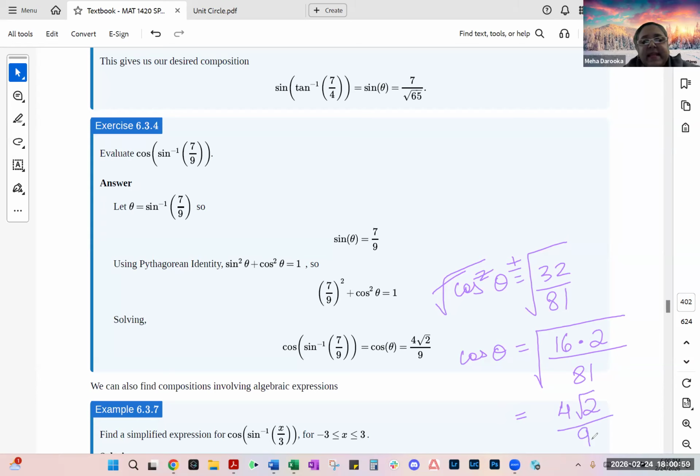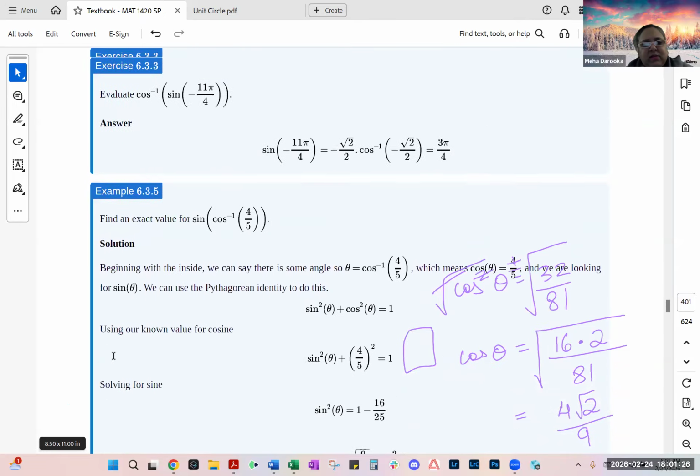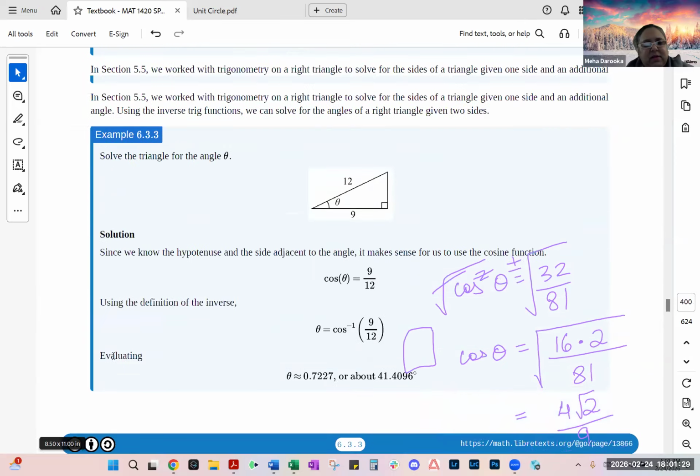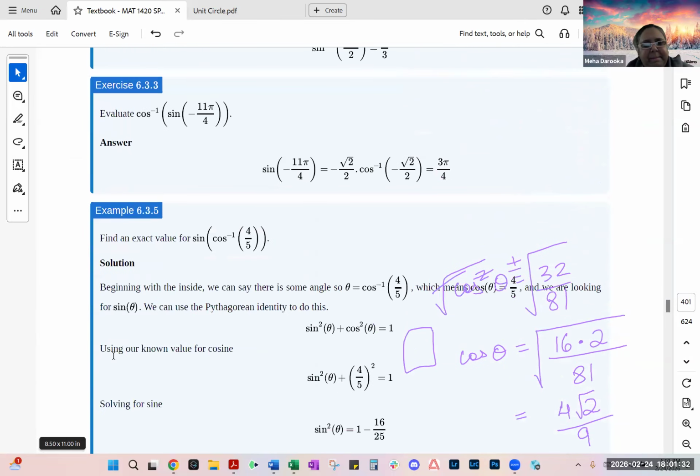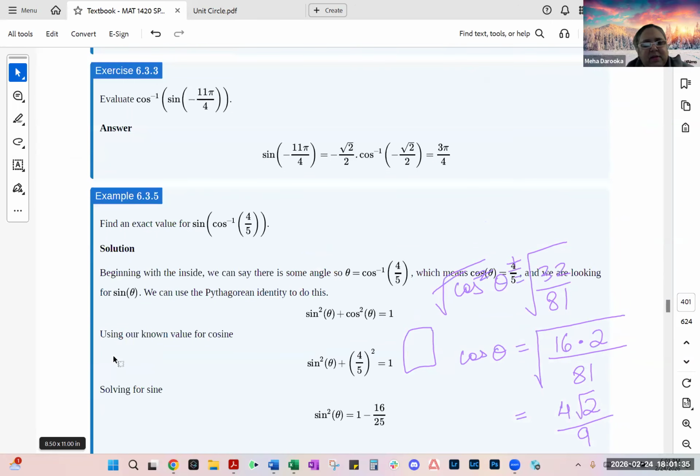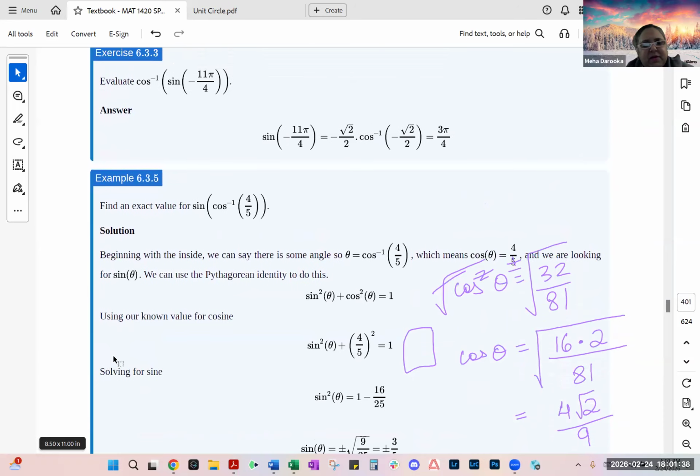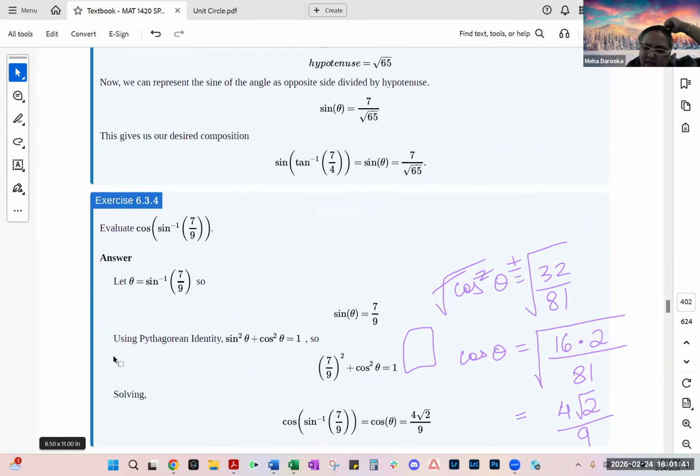And again, guys, we're still using the same logic of why we are looking at a positive answer and not the negative. Because remember, again, the range of the sine inverse function is, no, we've got cosine on the outside. Hold on, I'm confusing myself here. Because we have the inverse sine on the inside, but we have cosine here.